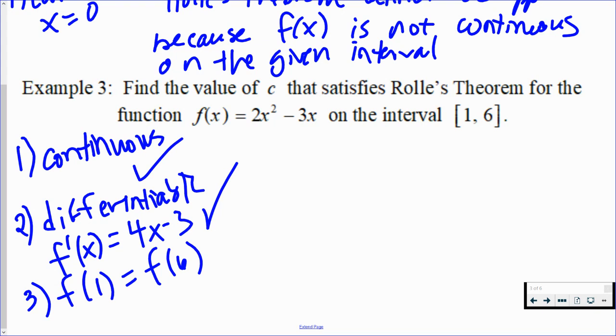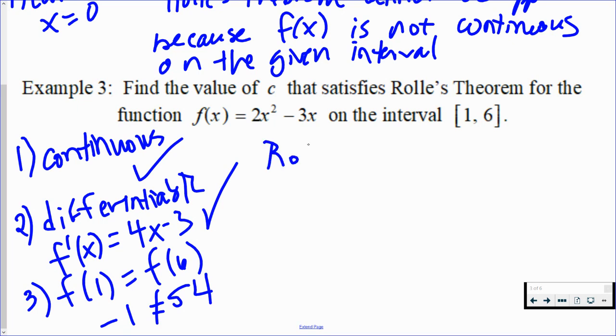If we plug in 1, we have 2 minus 3, which is negative 1. Okay, let's check it against 6. 2 times 6 squared minus 3 times 6. So 2 times 36 would be 72. Minus 18 would give us 54, which is not equal to negative 1.